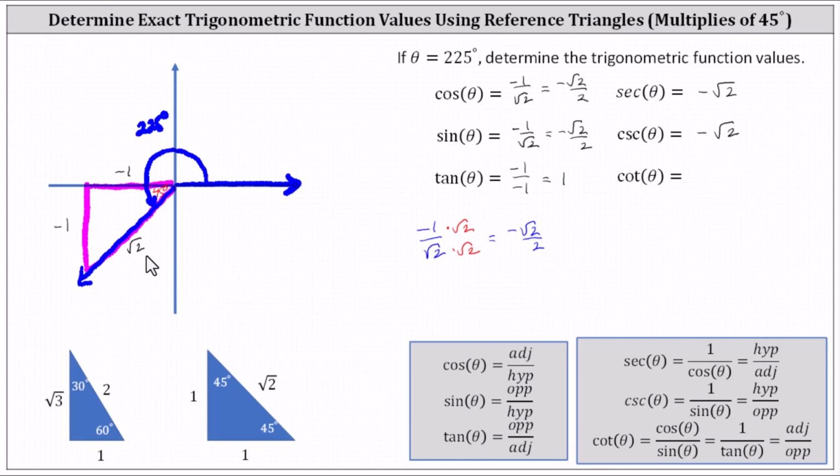And then finally, the cotangent function value equals the reciprocal of the tangent function value. The reciprocal of +1 is +1. Or using the reference triangle, cotangent 225 degrees equals the ratio of the adjacent side to the opposite side. -1 divided by -1 is +1.